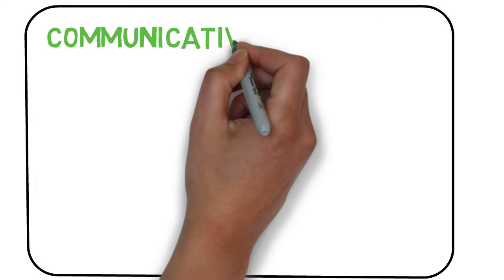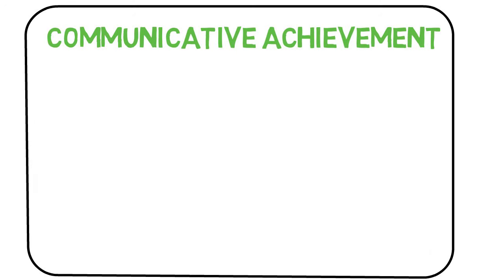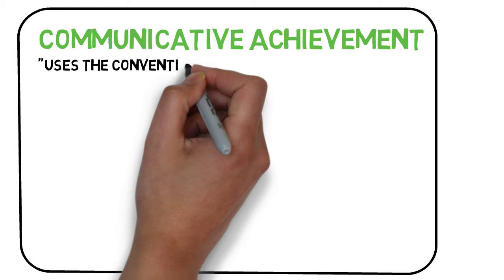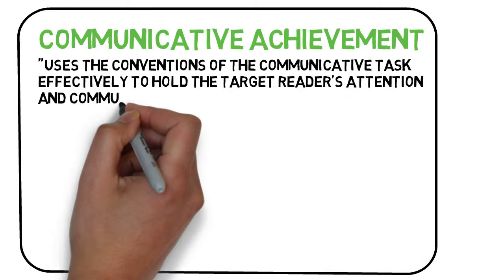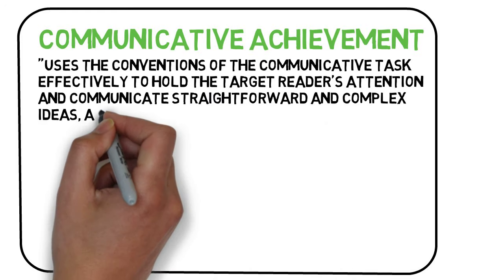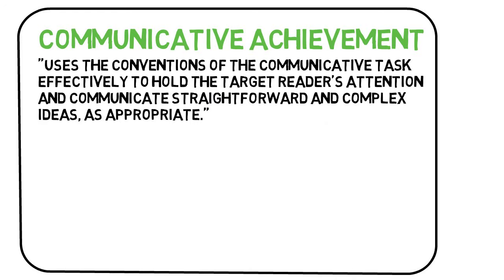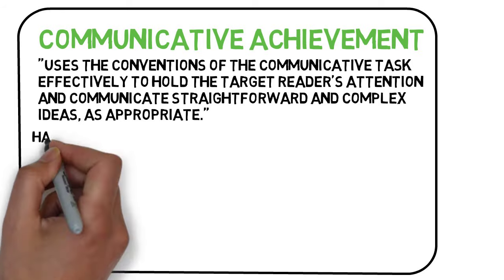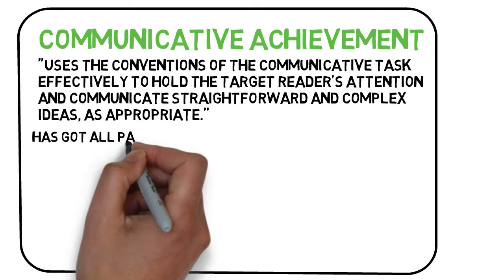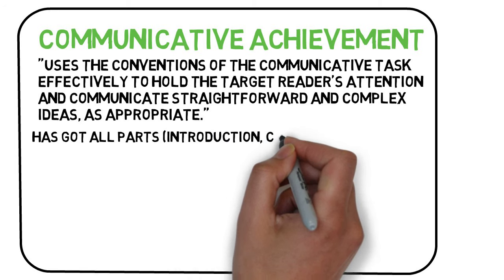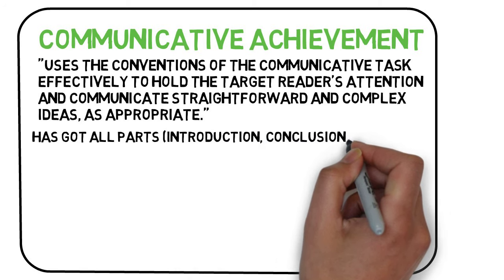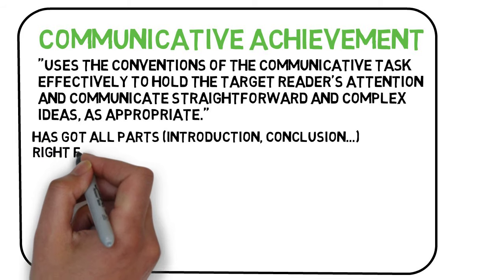The second category is communicative achievement. Here you get 5 points if you are able to use the conventions of the communicative task effectively to hold the target reader's attention and communicate straightforward and complex ideas as appropriate. This is how Cambridge describes it. To put it simply, you get your points if your text has got all parts it should have, so if you are asked to write an essay, you're expected to write an introduction, the main body and a conclusion.